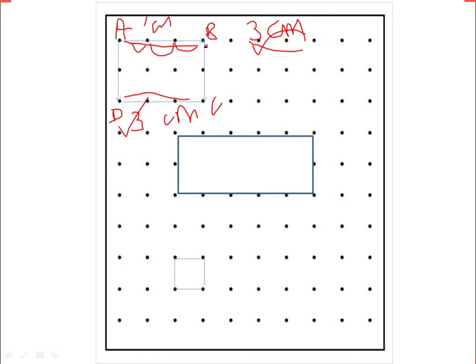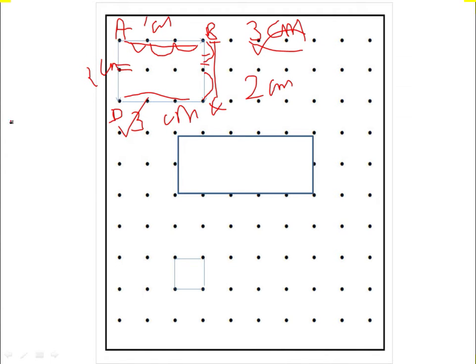Now we have to calculate B to C. Here you can see the distance between these 2 points is 1 centimeter, and these 2 points is also 1 centimeter. So the total distance between B and C is 2 centimeter. So if this side is 2 centimeter, automatically this side will also be 2 centimeter.